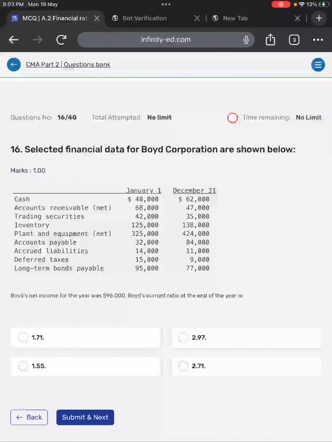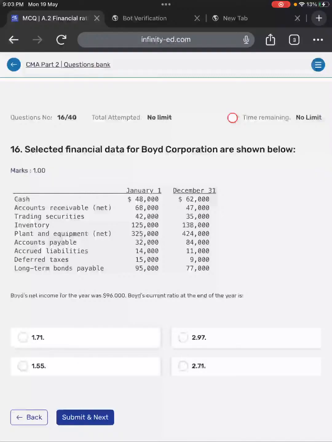Okay, net income also given 96,000, and current ratio at the end of the year. Only current ratio need to calculate. What would be the current ratio at the end of the year? Current ratio is simple, we don't need to make the average because we are not comparing with the P&L items.